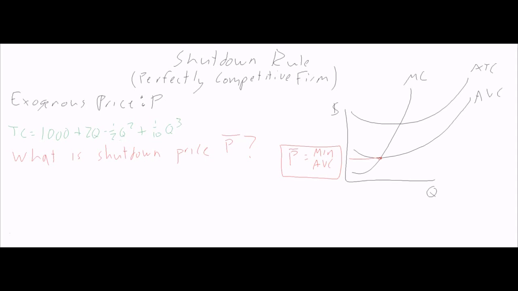So I apologize that I'm not going more into detail on the intuition here. This video is going to be long enough with me just focusing on the math. My goal is to give you a specific answer. What is the shutdown price for this firm? What's the lowest price at which they can stay in business?